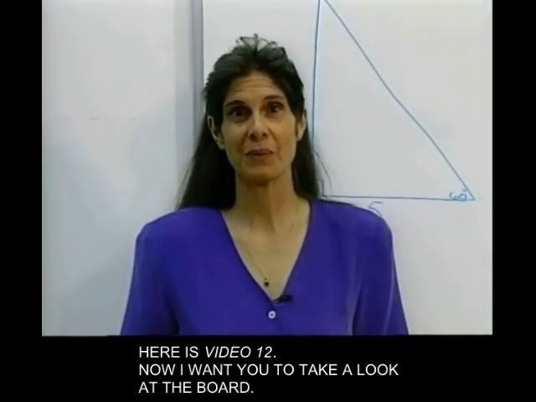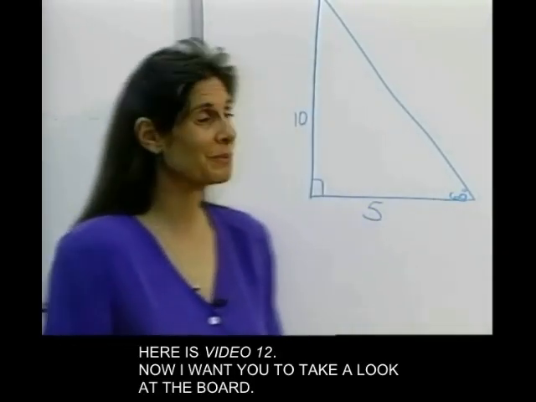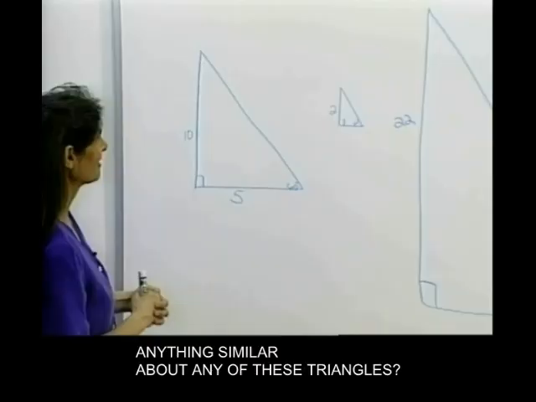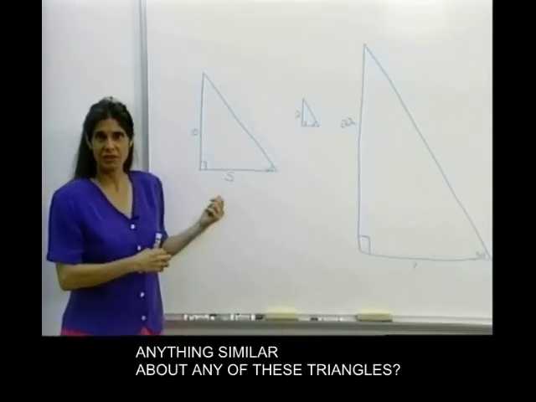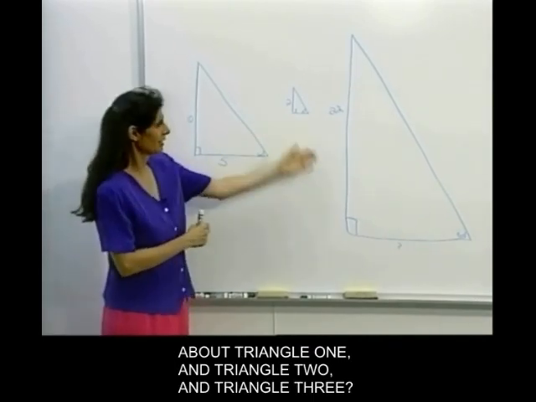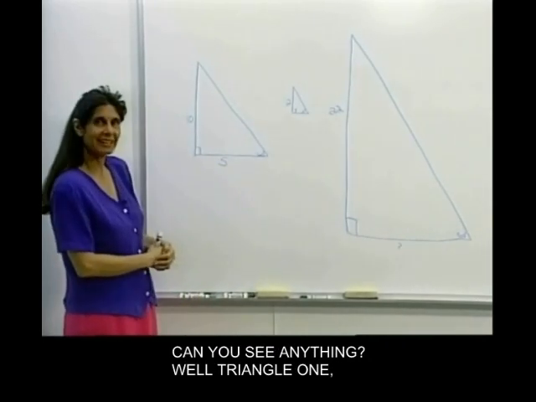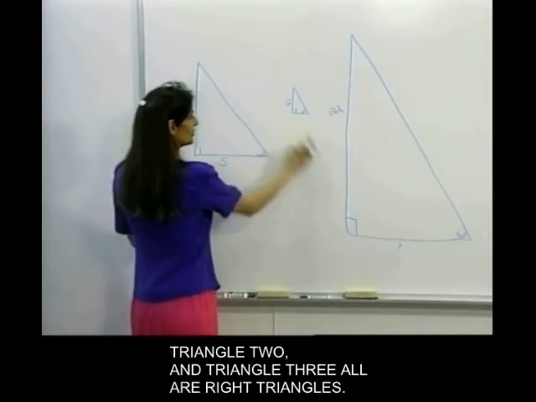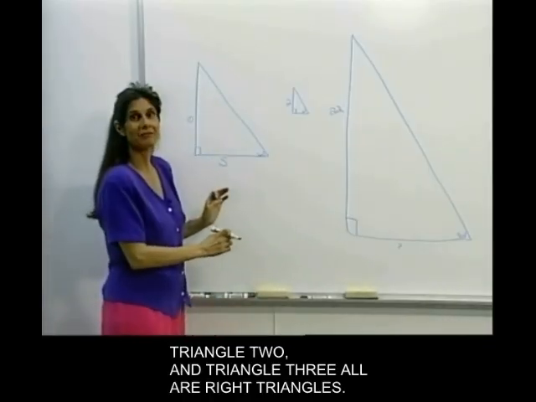Here is video 12. Now I want you to take a look at the board. We have 3 triangles. Can you see if there's anything similar about these triangles? Is there anything that looks similar about triangle 1 and triangle 2 and triangle 3? Well, triangle 1, triangle 2, and triangle 3 all are right triangles.